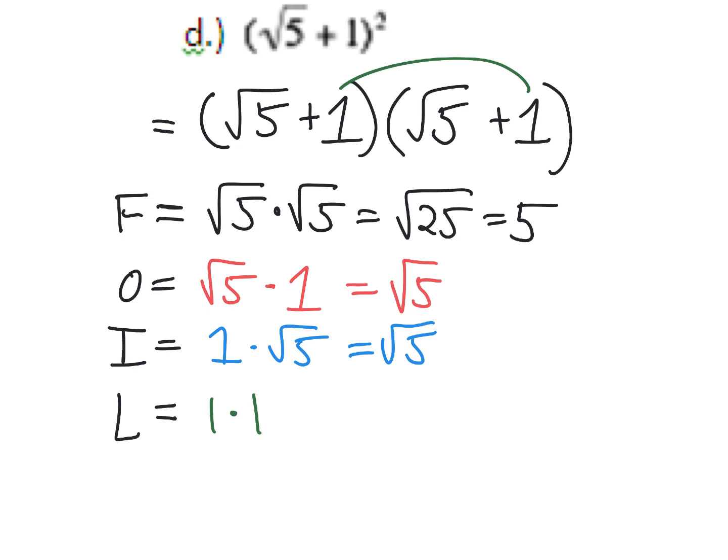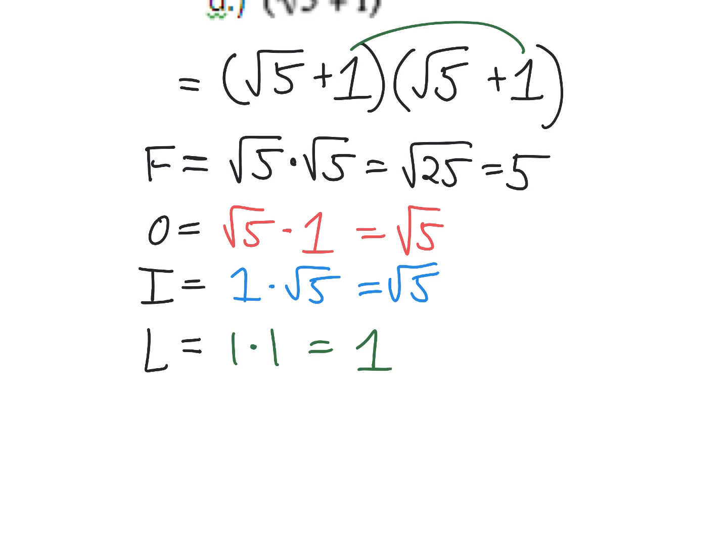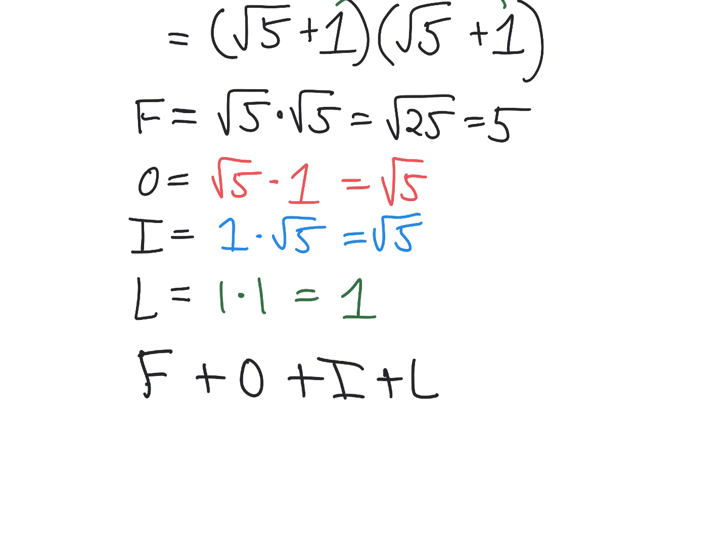And then I just have to add. So I got to do my F plus my O plus my I plus my L. So F was 5. O was the square root of 5. I was also the square root of 5. Oops, it's supposed to be blue though. Sorry. And then plus 1.